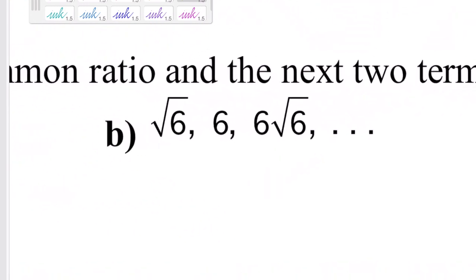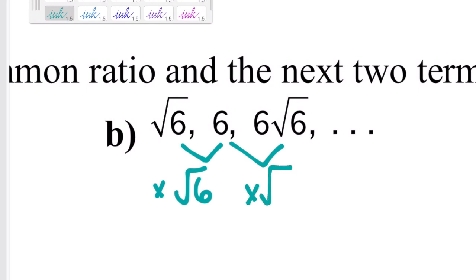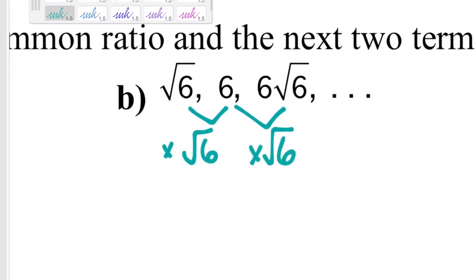Next one. In order to go from square root 6 to just a regular 6, I had to have multiplied by square root 6. And then here, in order to get from a 6 to a 6 square root 6, we would have to have multiplied by a square root 6. So I know this is my r, my common ratio, square root 6.